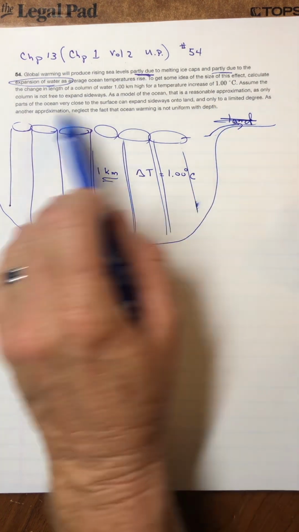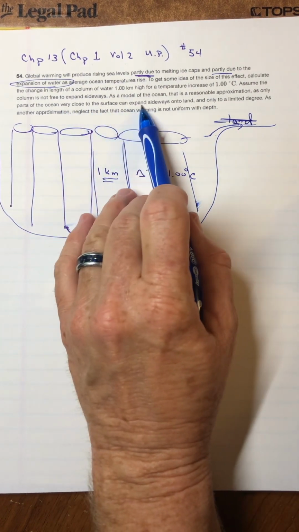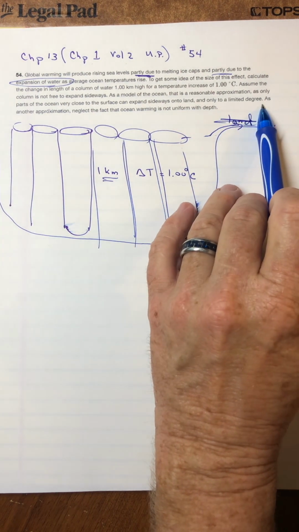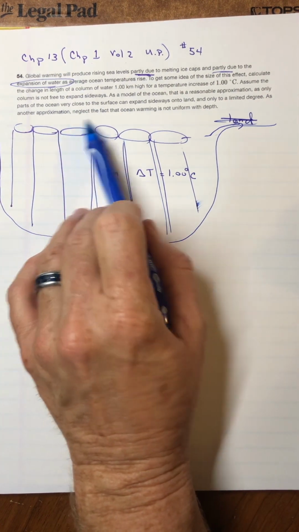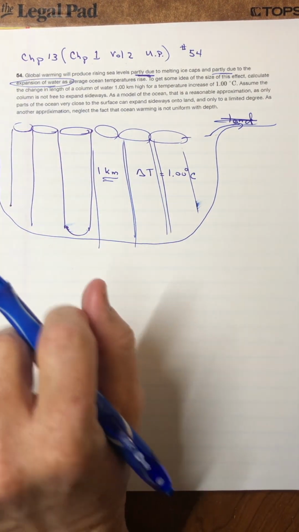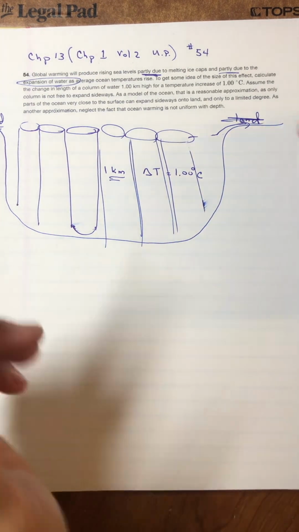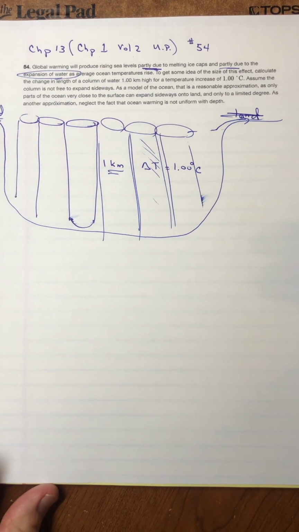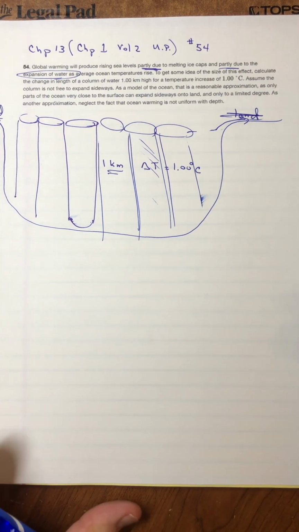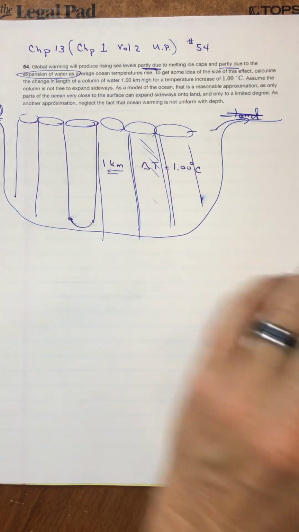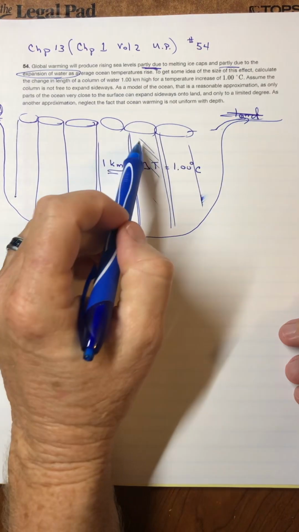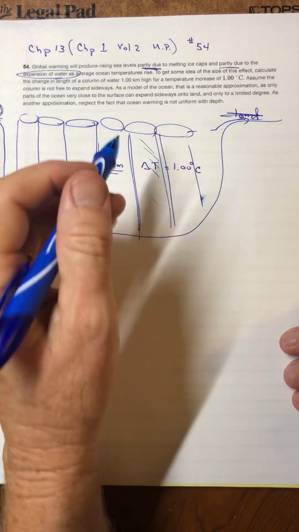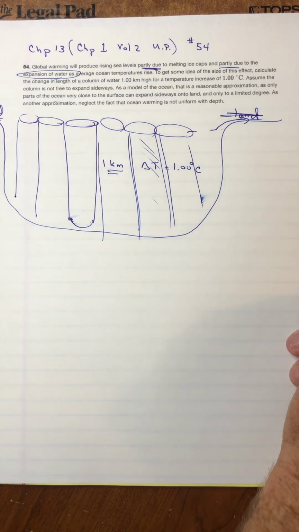I think they go on to explain that. What do they say? Only parts of the ocean very close to the surface can expand sideways into the land, and only to a limited degree. As another approximation, neglect the fact that the ocean warming is not uniform. Oh yeah, so we're just going to say the whole thing warms 1 degree to give us some kind of idea. Like I said, it's a fun problem, and I like it because it really points to rising sea levels being connected in a greater sense to the expansion of water than to the melting of ice.